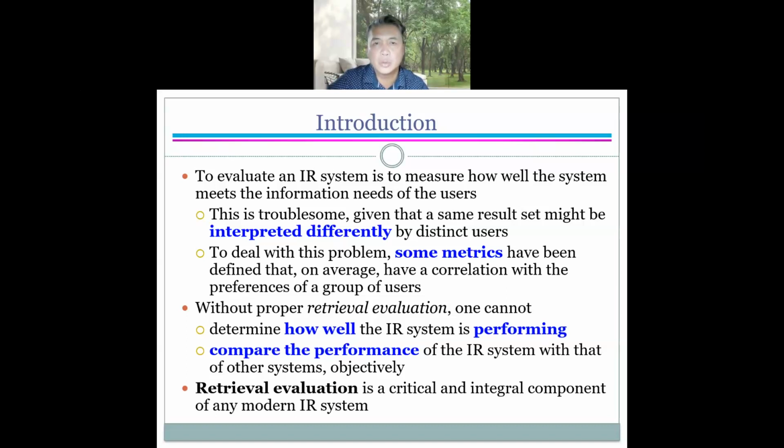So in order for us to have a benchmark to evaluate the system, we should have some mechanism on how we evaluate them. Okay? So we need some metric that we can define to evaluate the system. So this metric has high correlation with the preference of a group of users.